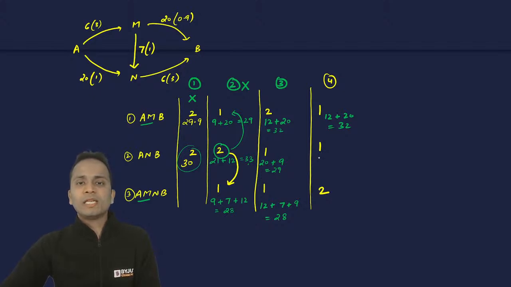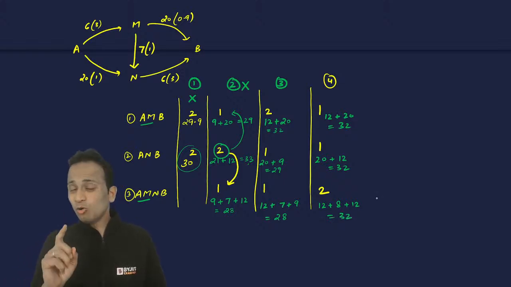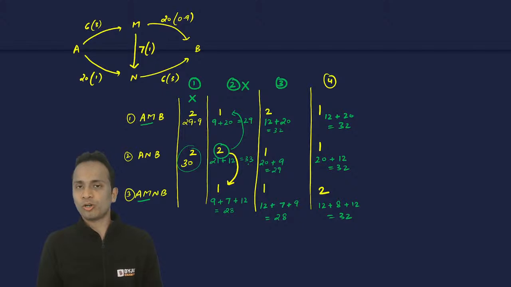AN only one car, that is 20 minutes, and then NB there are 3 cars, they will take 12 minutes, a total of 32 minutes. And then from the last route AM 12 plus 8 plus 12, that is 32 minutes. Okay, now will we use the fourth route or not?